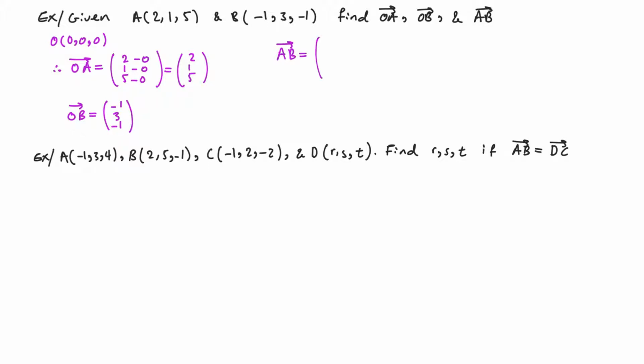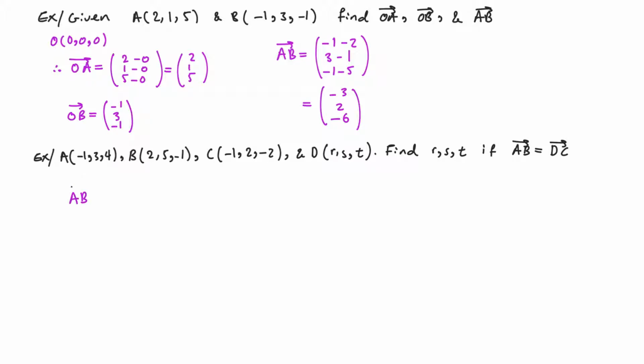Now, for finding vector AB, we are going to subtract the x, y, and z components of vector A from B. So we have -1 minus 2, 3 minus 1, and -1 minus 5 for the x, y, and z components, resulting in -3, 2, and -6. We could also write the answer in unit vector form as -3 times vector i plus 2 times vector j minus 6 times vector k.